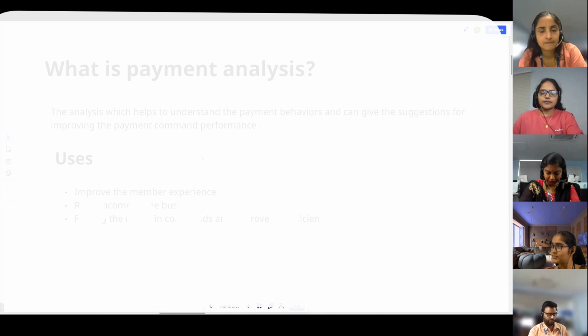What is payment analysis? Like Srimant said, it will help you to understand the payment behavior, and also it will give you suggestions. By doing this, what is the use to the business? It will increase their revenue, it will increase the customer experience, and also we can improve our commands which are running for the card payments.